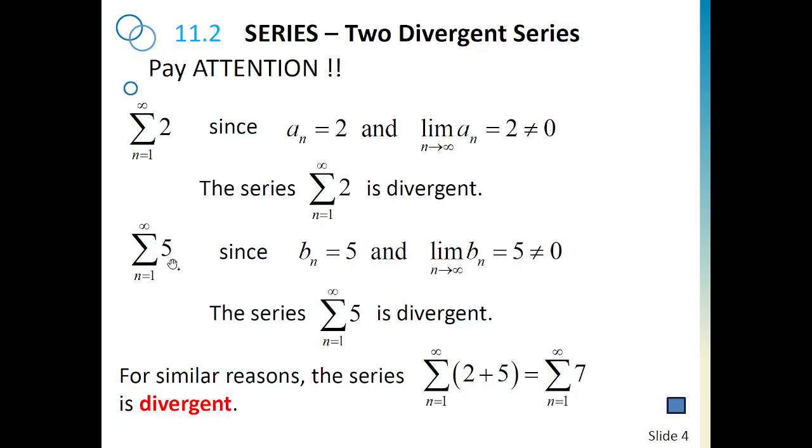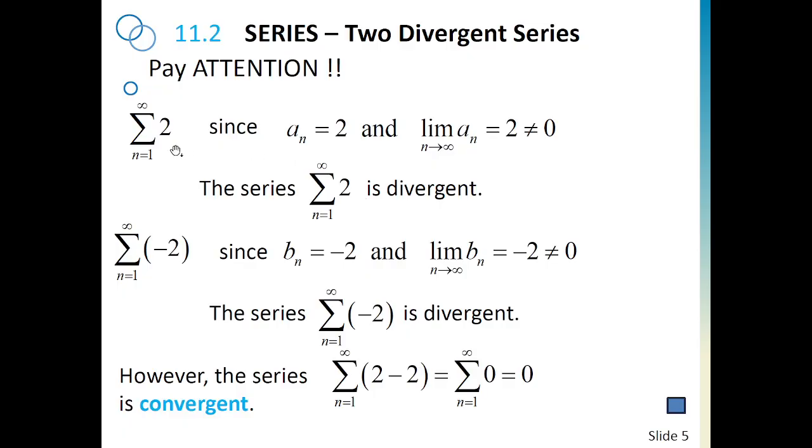Also, the series of 5. So we have 5 plus 5 plus 5. Since the general term is 5 and its limit is 5, so it's not 0. That means by the divergence test, the series is divergent. So if I add those two series, 2 and 5, I'll get a series that is 7 plus 7 plus 7 plus 7. Obviously that one will also be divergent because the general term is 7, the limit is 7, and it's not 0. So by the divergence test, this will be a divergent series. That's what we would expect anyways, naturally.